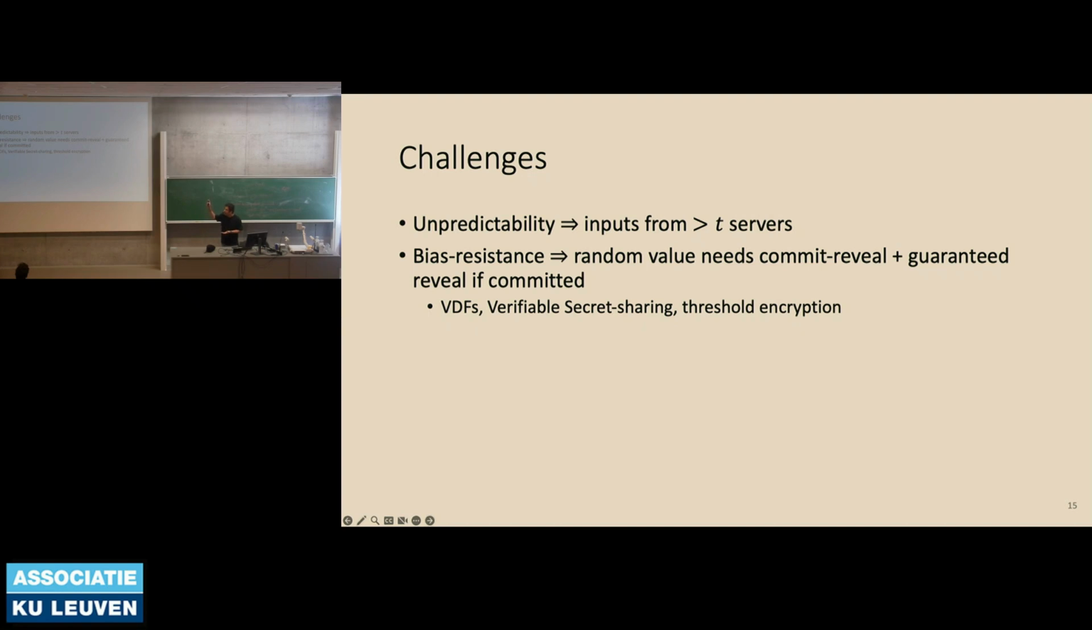So if you commit, you should guarantee reveal, which clearly says that, given the number of faults, you need to use some form of secret sharing. Also, you could use VDFs and other forms, but the general gist is this way. You have to guarantee reveal.